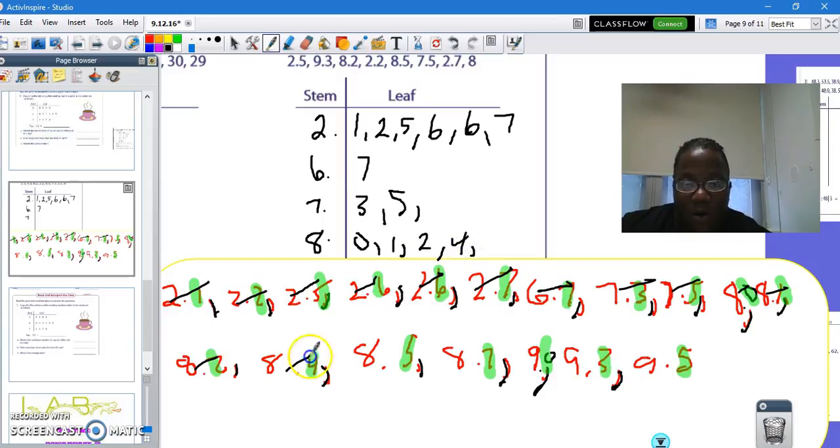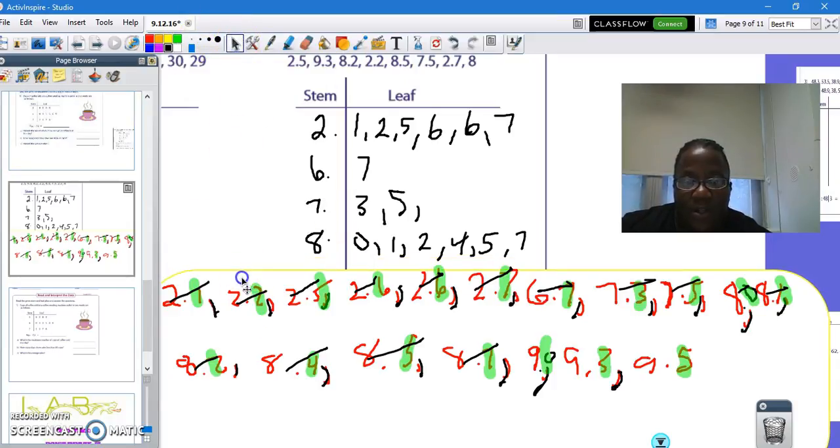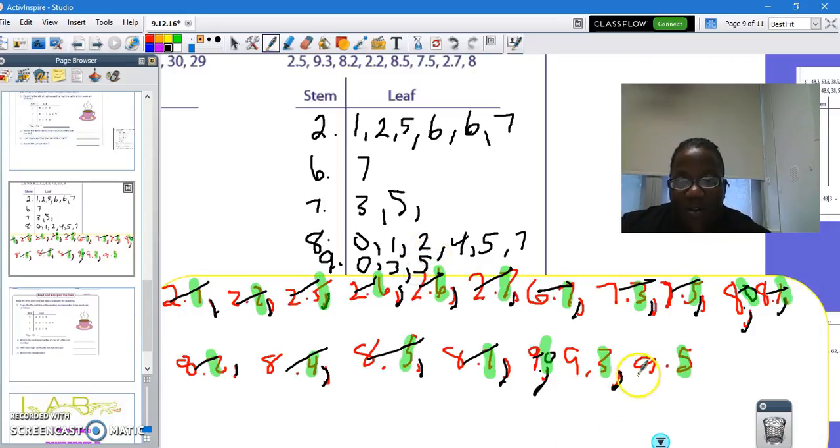Then a 4. Then a 5. I got a whole lot of 8s. Then 7. Okay. Now I'm going to my 9s. So, guess what we should be putting? See if I can create just a little bit more room for the 9s. Because the first leaf we have for a 9 is a 0. Because that's 9.0. Then we have a 3. And then we have a 5. And that takes care of that entire set.